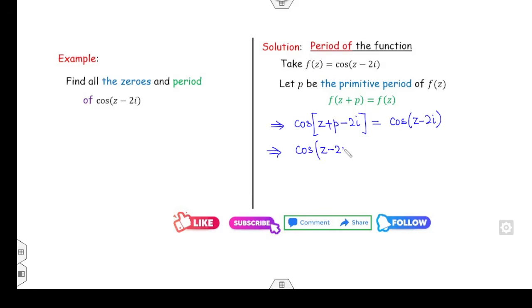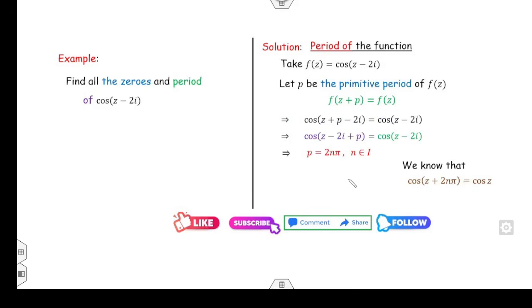It is z minus 2 iota plus p, which is equal to cos of z, because cos of z is a periodic function. The period is 2n pi. So if you compare them, p will be 2n pi, where n is an integer.